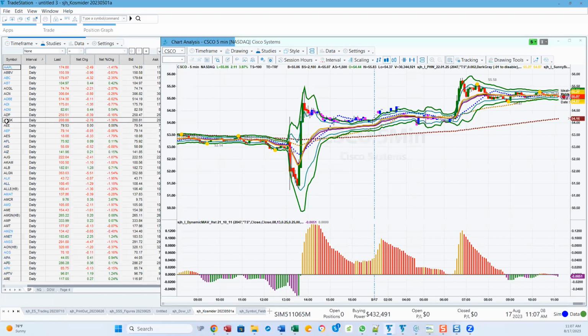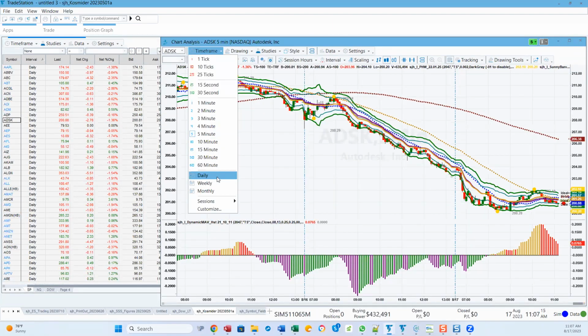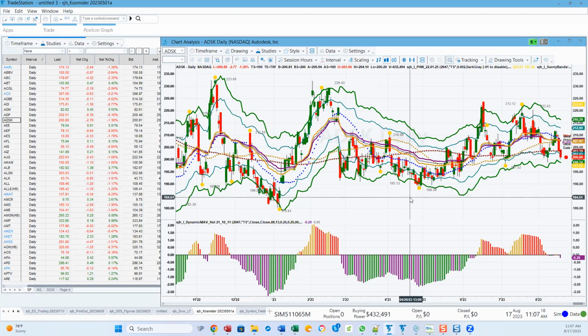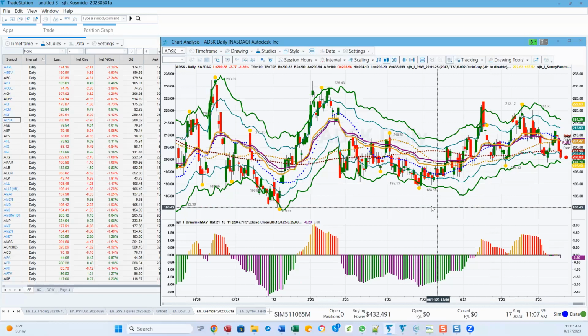Let's look at Autodesk for fun. Let's change this back to a daily time frame. And look at that, what a mess. This is just a lot of whipsaw, but you can see there's a long signal here, a short signal right there, the way I read the sunny bands. Then we've got signals that go up to the DMA and back down over and over again, and then back up to the upper outer band and another sell signal. So this is how I read these things.